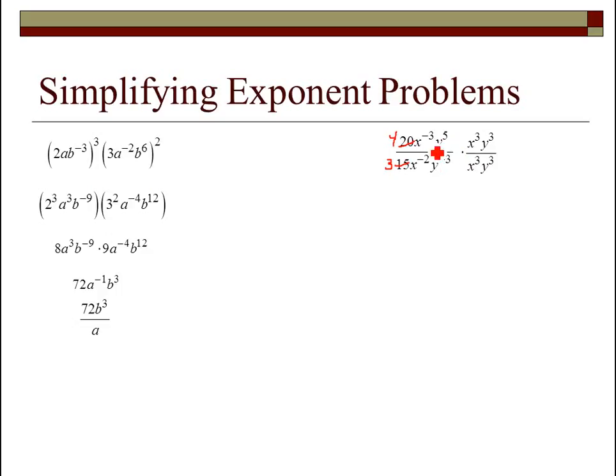So I do x cubed times x to the negative third, which gives me x to the 0. Y cubed times y to the fifth gives me y to the 8th. Here I get x to the first, and I get y to the 0. Now, I know x to the 0 equals 1 and y to the 0 equals 1. So I get my final answer.